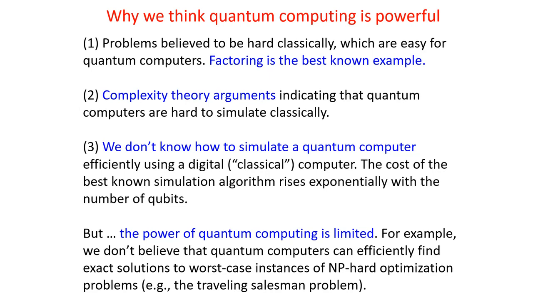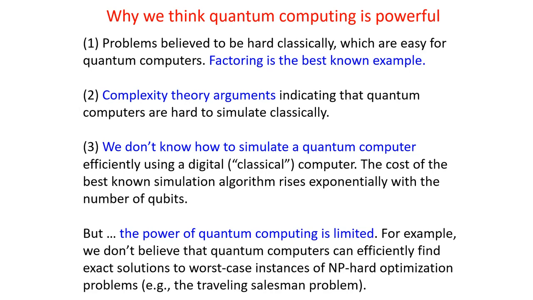But most tellingly, we just don't know how, with a conventional computer, to simulate what a quantum computer does. And that's not for lack of trying. Physicists and chemists have been trying for decades to come up with better methods for simulating the behavior of large complex quantum systems. And still, in the hard instances, the best algorithms that we have require a computational cost which scales exponentially with the size of the system, with the number of qubits.